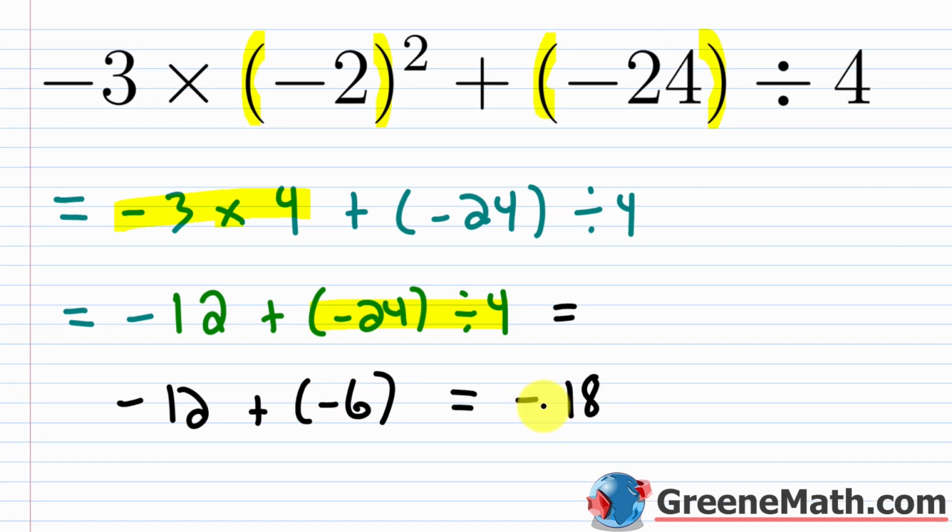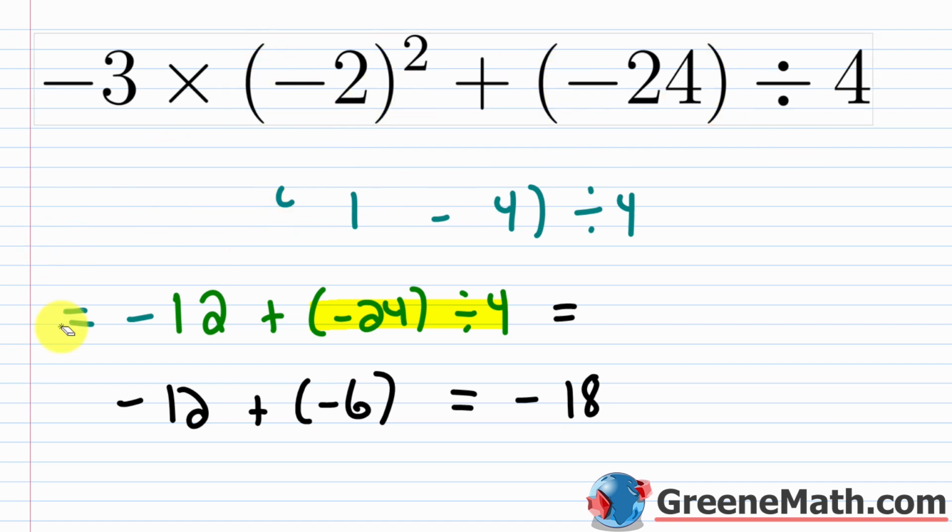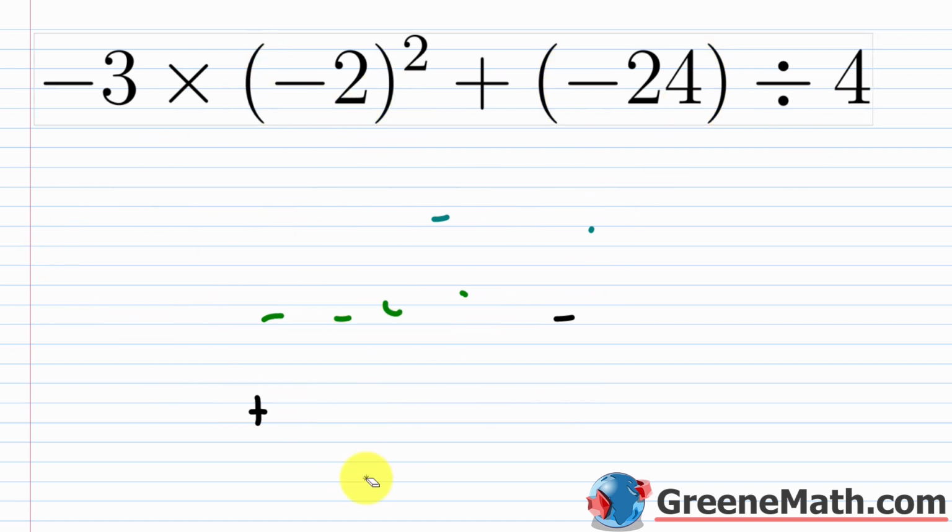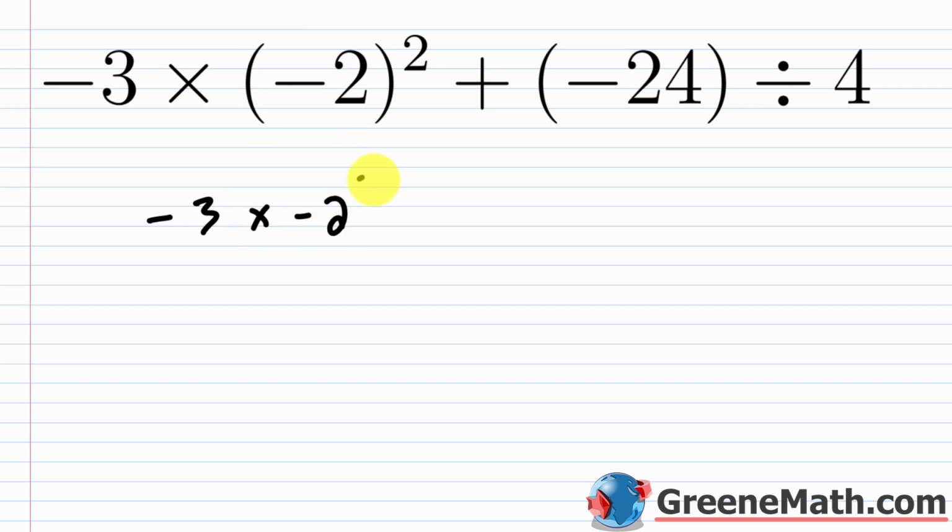All right, now before we move on to the next problem, I'm going to do this problem in a different way. I'm actually going to change it up. So you see we got -18 there. So what I'm going to do is actually write this problem as -3, and then instead of wrapping this, I'm just going to put times the negative of 2 being squared like this, then plus, we're going to have -24, and then divided by 4. And I'm going to show you that you get a completely different answer.